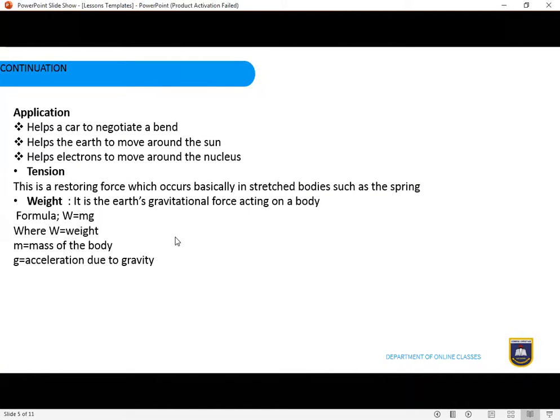So simply, the weight is the Earth's gravitational force acting on a body. And it's represented by W equals mg. M is for the mass of the body, g is the acceleration due to gravity, W is the weight. And as I was saying, if you have a mass of 5, the weight of that body is going to be 5 times 10, which is 50 Newton. Don't forget the unit. Weight is measured in Newton. Mass is measured in kilogram.